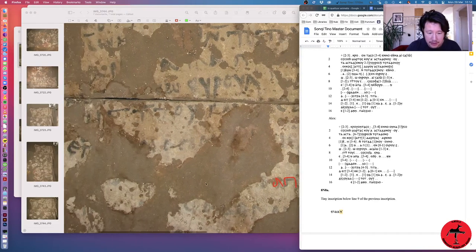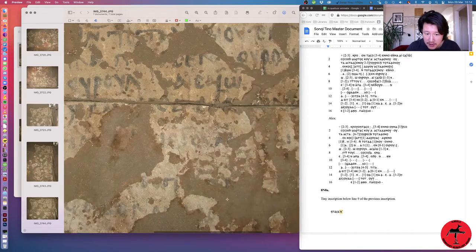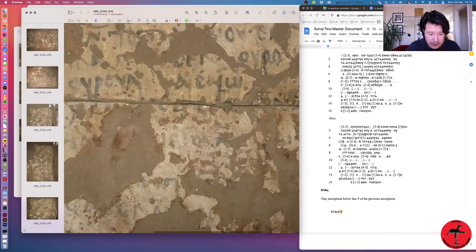So what did Alex do here? This is indeed a long... I see a P, so... Ah, but it could also be gamma iota, like this, maybe. Yeah, or maybe it's a tau. That would be a big tau, though. Okay, fine, just letters. And then again, unreadable.